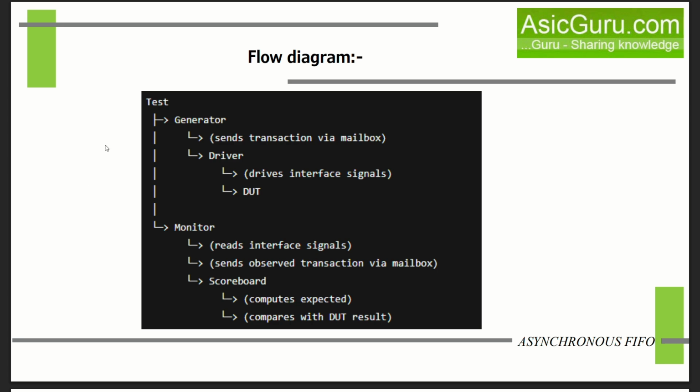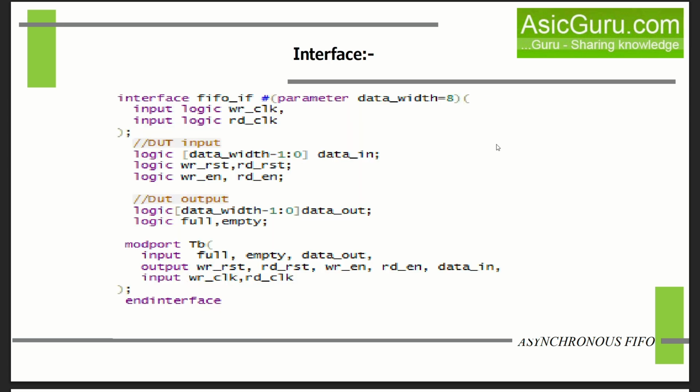Here is the flow diagram of our architecture. Generator generates the stimulus, sends the transaction via mailbox to the driver. Driver drives interface signals. Then it goes to the monitor. Monitor reads interface signals, sends the observed transaction via mailbox to the scoreboard. Then the scoreboard computes the expected result, compares it with the DUT result and tells us whether our test passed or failed. Now let's move toward the code.